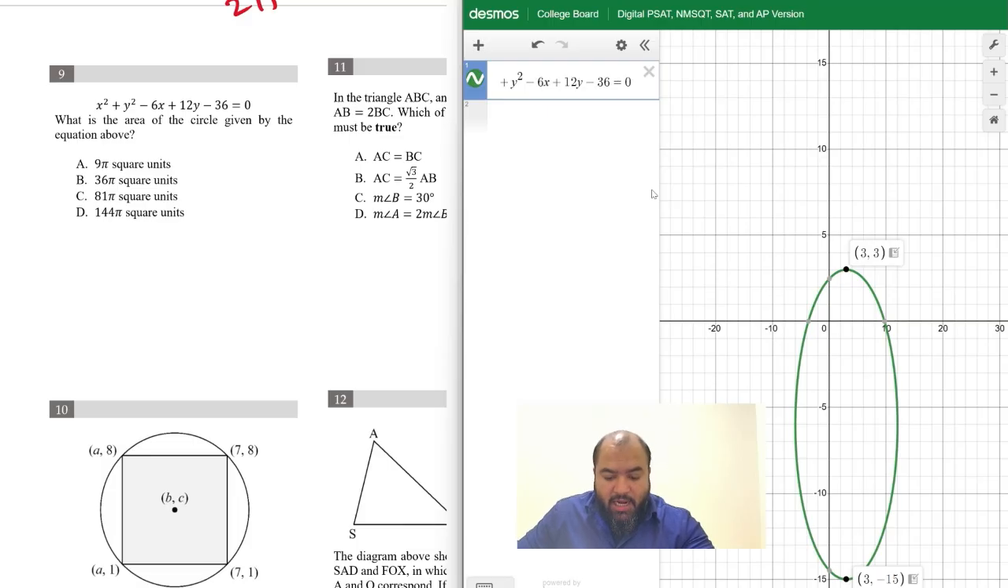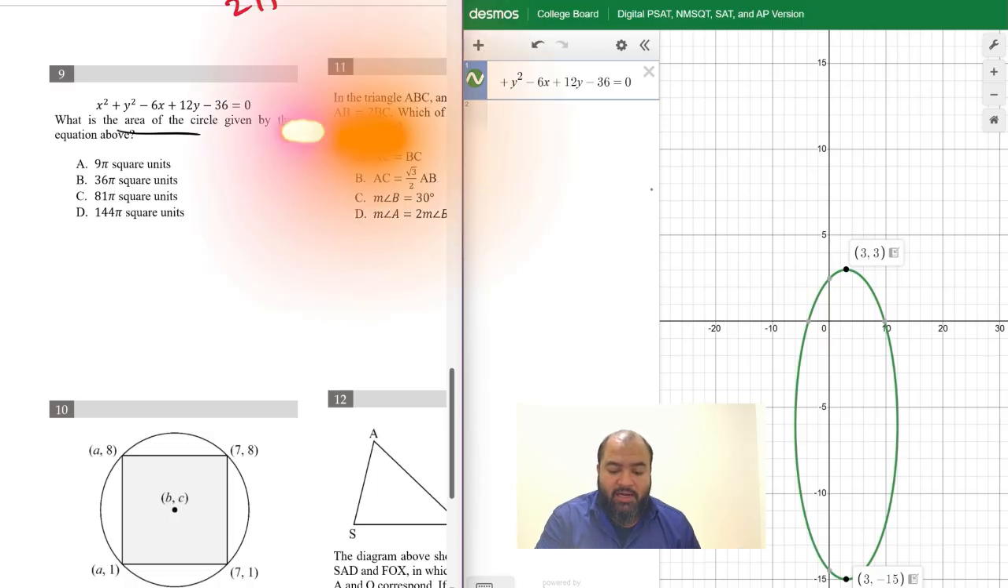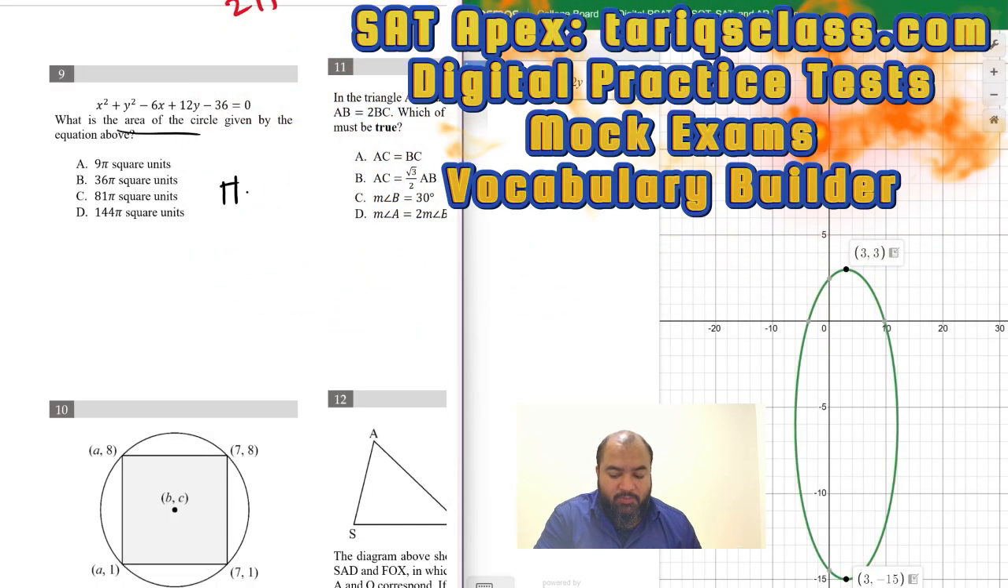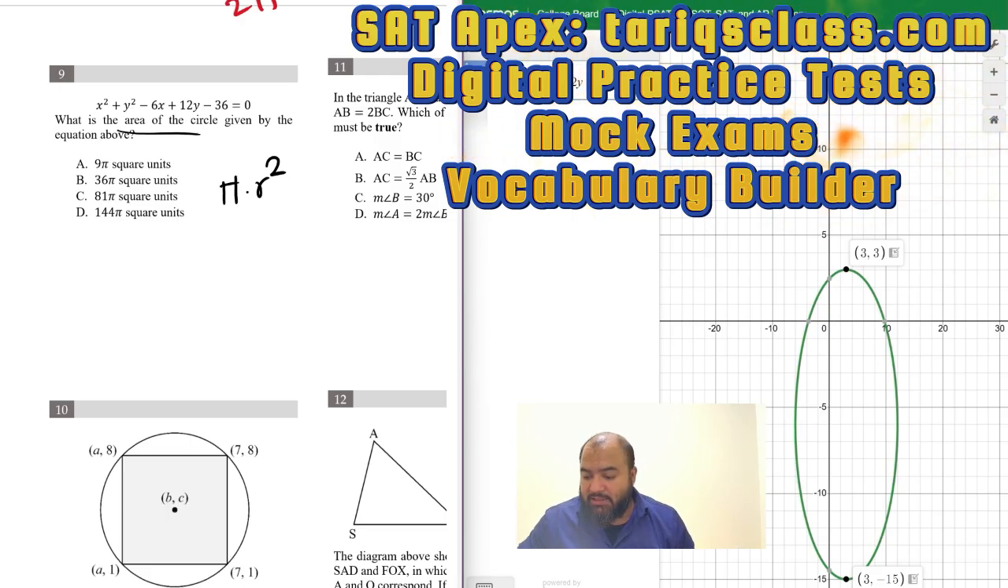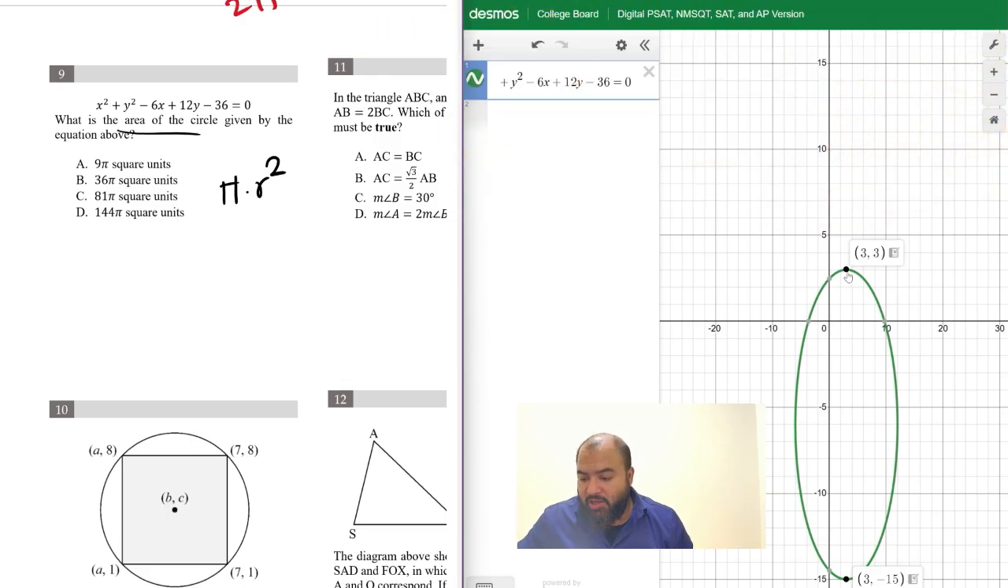Okay, question number 9. They said this is an equation of a circle, but it looks in a different way, so we cannot tell what the radius is. But they said, what is the area of the circle? Area of the circle is pi times radius squared. We need to find the radius. So I typed it into the Desmos, and I see the 2 points here. One is 3 comma 3, another 3 comma negative 15.